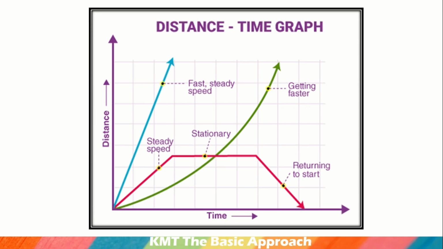Now let us try to interpret the graph. This is the distance or y-axis. This is the time or x-axis. Now this is fast, steady speed. Then this is steady speed but not fast because it went at rest or stationary. Because of it, it is now returning to start.